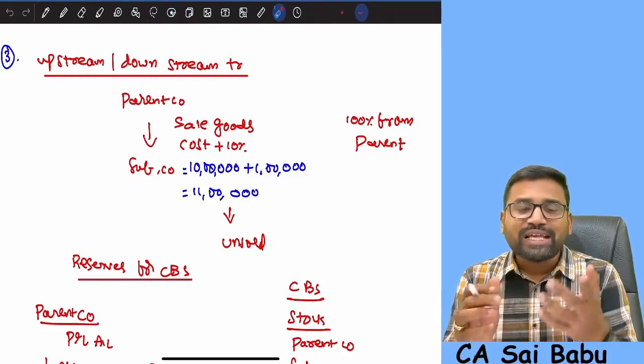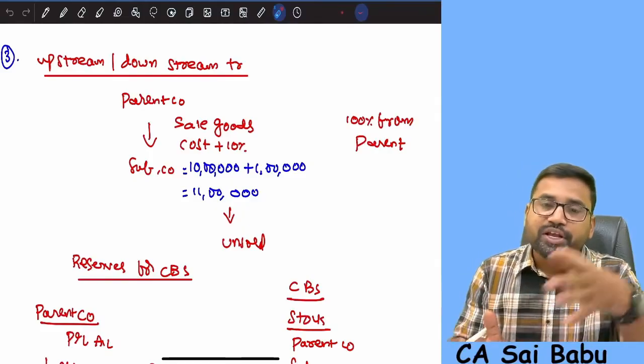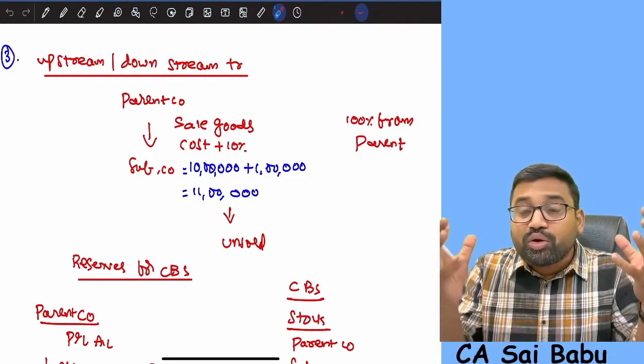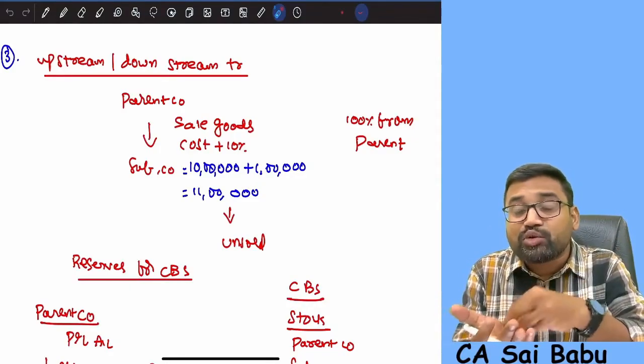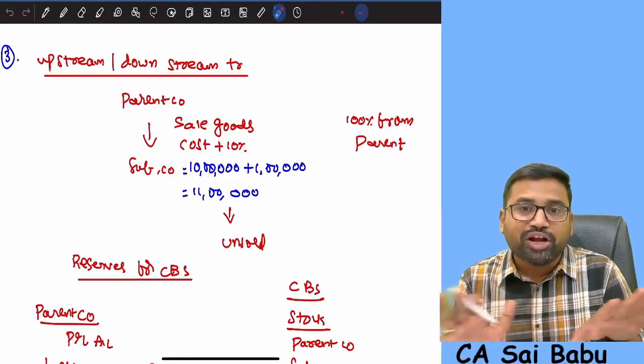Now whatever the realized profit is there, that's okay. See, when parent sold goods to subsidiary or subsidiary sold goods to parent, whatever the unsold stock is there, we are talking about only the unrealized profit. Unrealized profit means whatever profit is included in the unsold stock. Whatever stock is sold now, the profit will be realized, so we are not bothered about that.